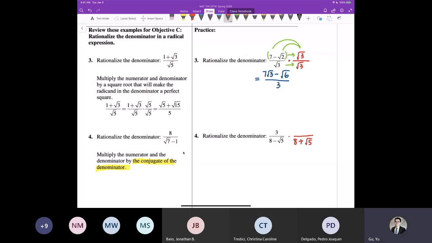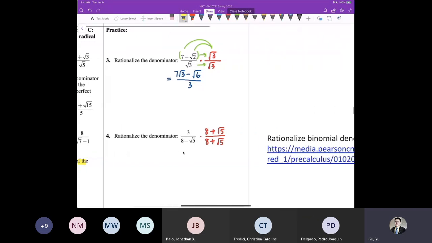Since we cannot change the value of the radical expression, we need to do the same thing to the numerator. So on the top, you also have 8 plus radical 5. This is what it means by conjugate. Same numbers, different signs in the middle. That's the conjugate. And why do we use the conjugate? Because we have a formula that says if you have a minus b times a plus b, it will be simplified to a squared minus b squared. That is the formula that we have been using for the entire semester.